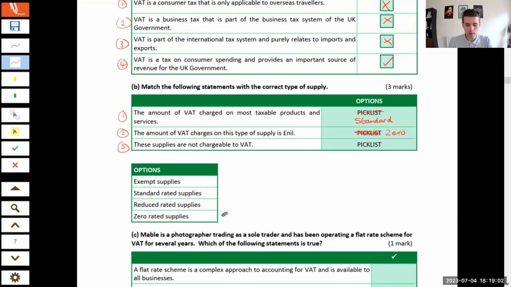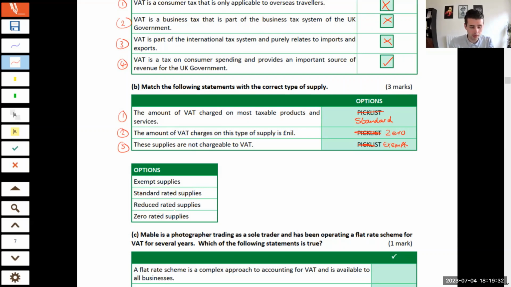Last but not least, number 3, these supplies are not chargeable to VAT. They are not applicable. Probably can guess with this one, can't we? So if it's not applicable to VAT, any VAT rates, 20, 7.5, whatever it may be, doesn't matter. It's exempt, is it? If it doesn't get taxed, it's exempt from tax. And again, well done everybody putting that in the chat box.